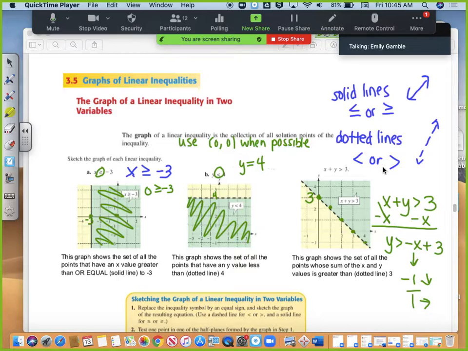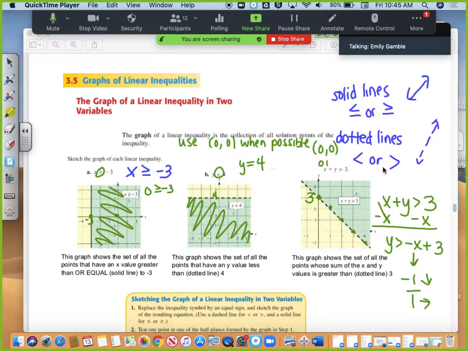After you have the line completely drawn, the last thing you have to do is test a region. This line splits up the region into two areas, below the line and above the line. What you will do is use the point 0, 0 to see if it is true or not. If it's true, then that means the area that 0, 0 is in is a solution region. If not, it's the opposite. So you can use the very beginning inequality.